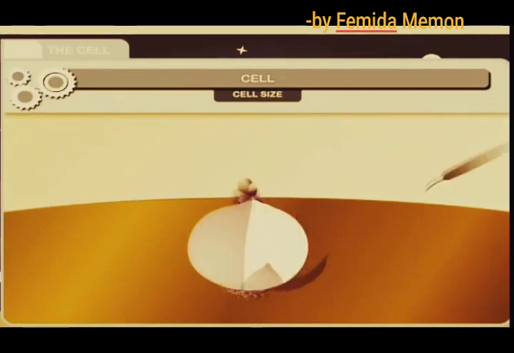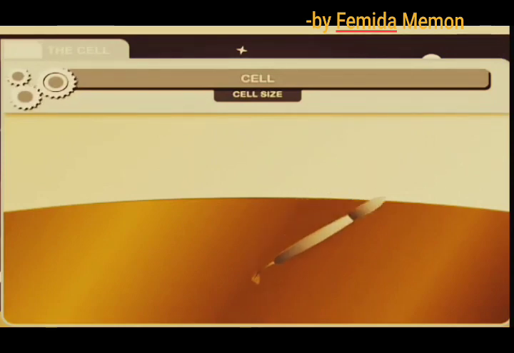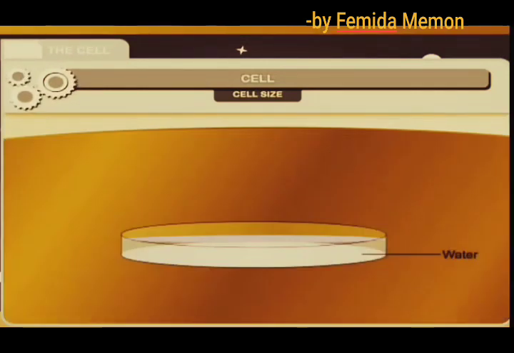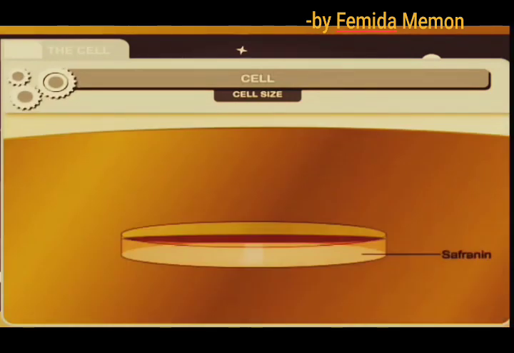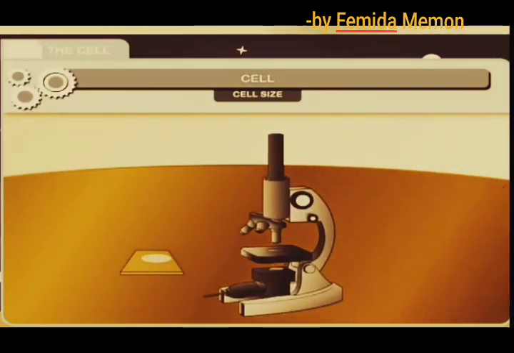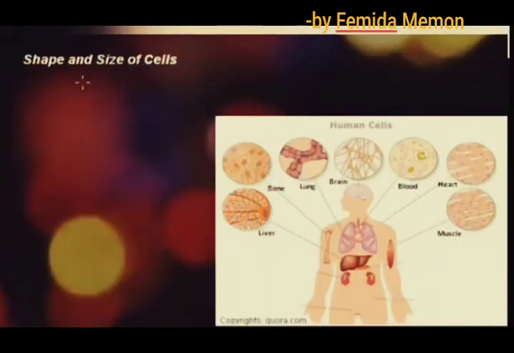Activity. Take an onion, peel out its inner thin membrane from a fleshy leaf. Cut it into several small pieces with the help of forceps. Put this in a petri dish containing water. Transfer it to another petri dish containing saffron for 1 to 2 minutes. Finally, transfer this thin slice to a slide containing a drop of glycerin and cover it with a cover slip. Observe the cells under a microscope.